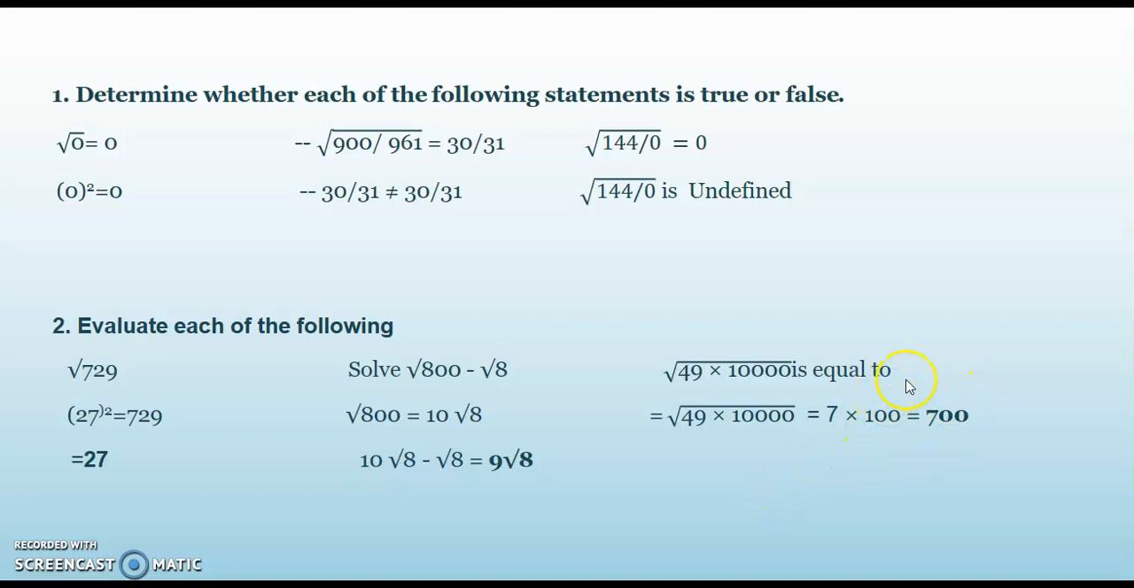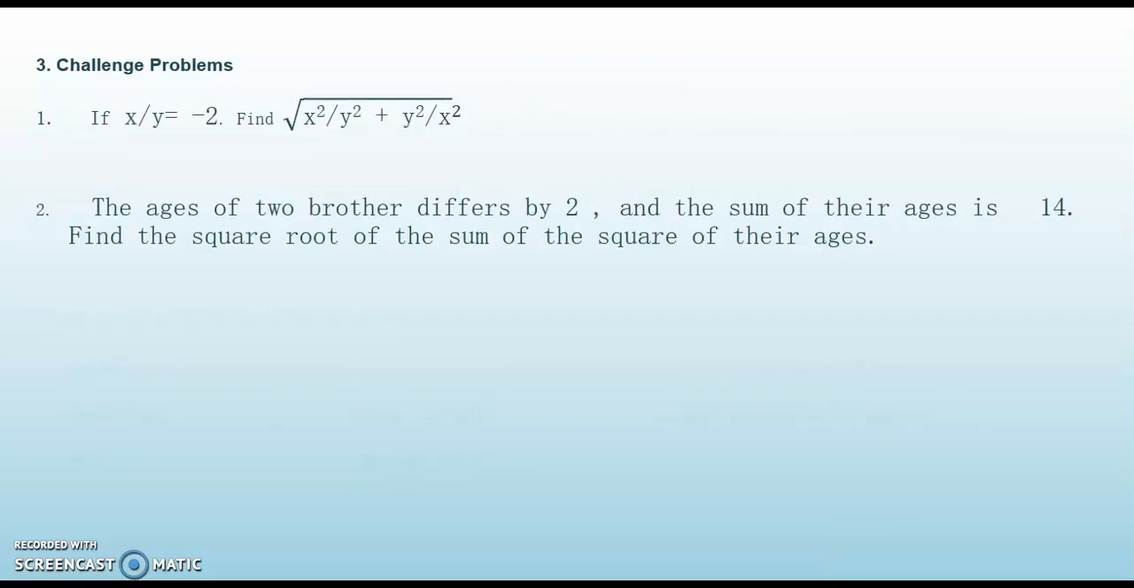So this question's answer is 700. Challenge problems. x over y is equal to -2. Find the root of x squared over y squared plus y squared over x squared.